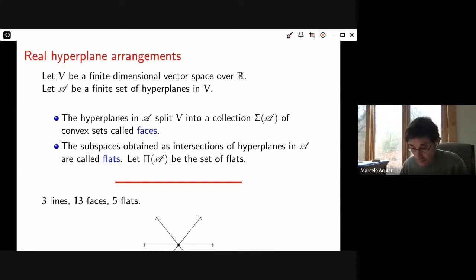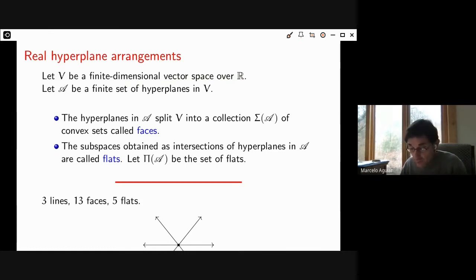Okay, let's see how this goes. So let's set all that aside for a couple of minutes. I'm starting anew here. We're going to work in a finite dimensional real vector space V that's fixed. Nothing to do with the vector space V that was appearing just before.